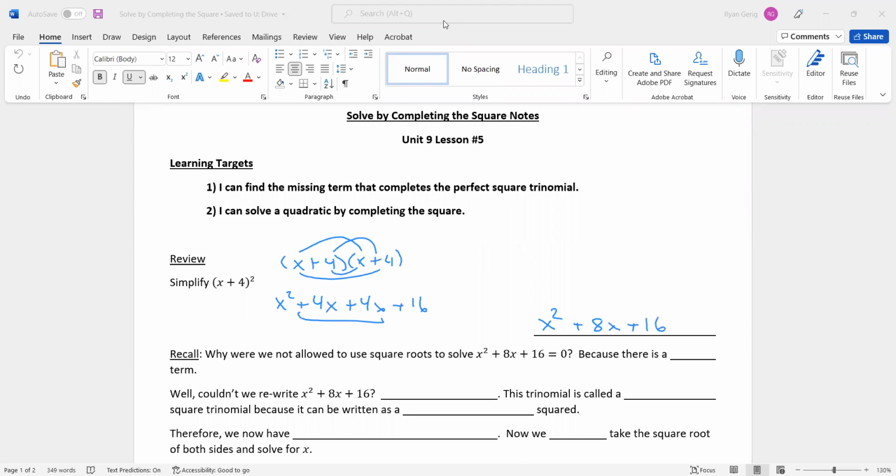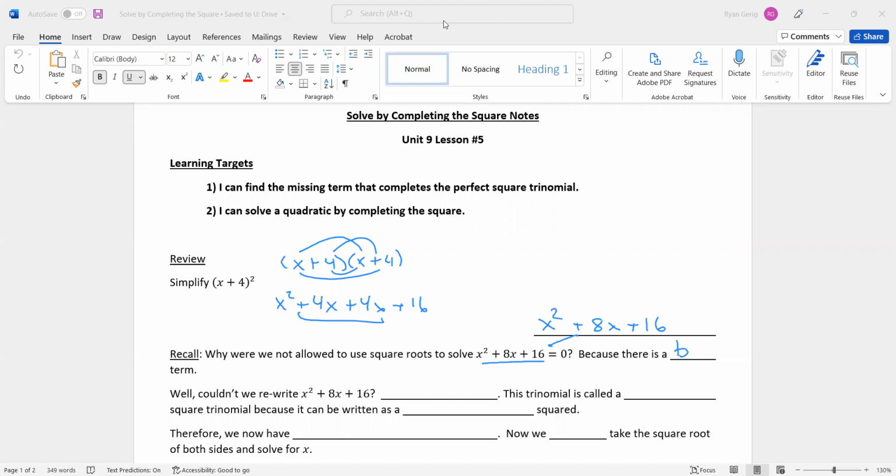Okay, now take you back to what we did in the last lesson. Why were we not able to use square roots to solve? And notice I'm taking that and putting it right here. Why we're not able to use square roots? Because there's a b term, right? If there's a b term, you can't use square roots.